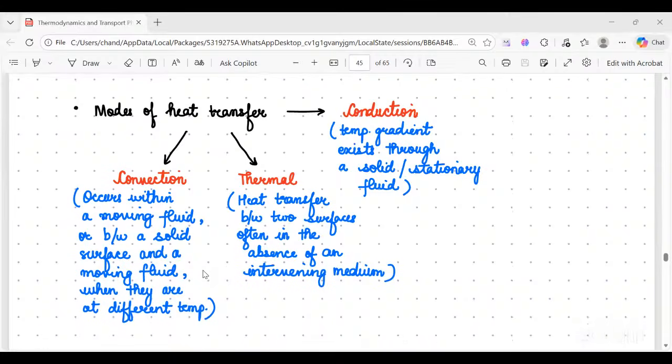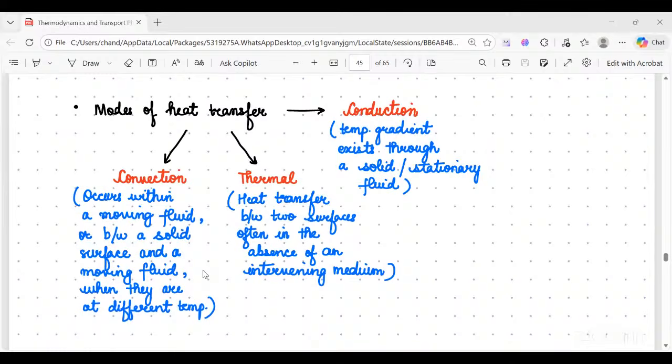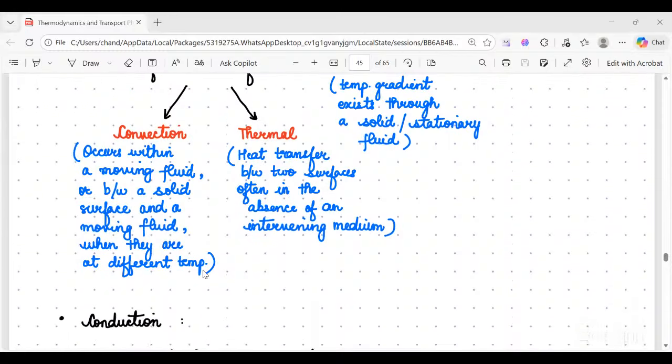Convection is heat transfer which occurs within a moving fluid or between a solid surface and a moving fluid when they are at different temperatures. Radiation is thermal heat transfer between two surfaces, often in the absence of air or any intervening medium.